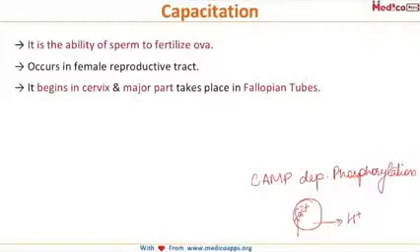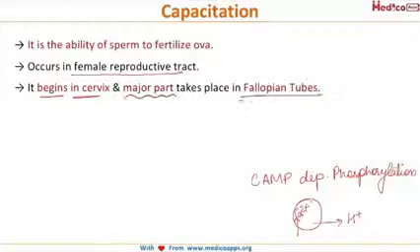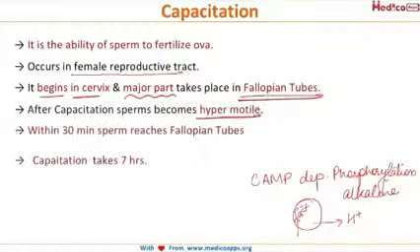And where does it occur? It occurs in the female reproductive tract. It begins in the cervix and the major part takes place in the fallopian tubes. So majorly capacitation occurs in the fallopian tubes. Now this is a physiochemical process. Cyclic AMP dependent phosphorylation occurs and these sperms become alkaline. There is efflux of the hydrogen ions and the calcium ions come in. And now this process makes the sperm hypermotile.